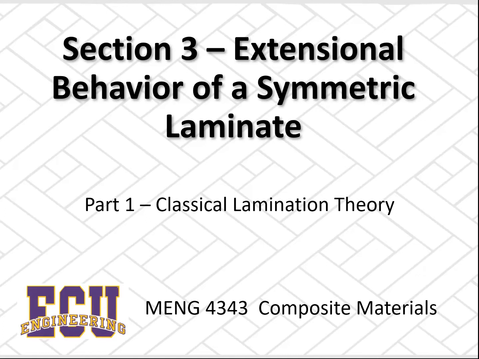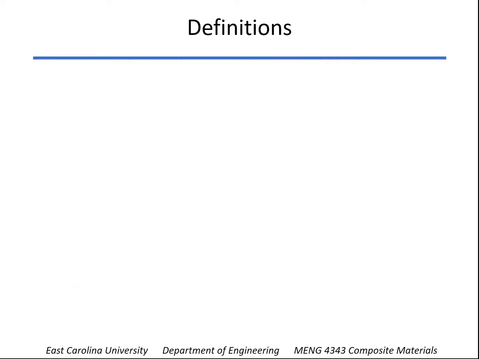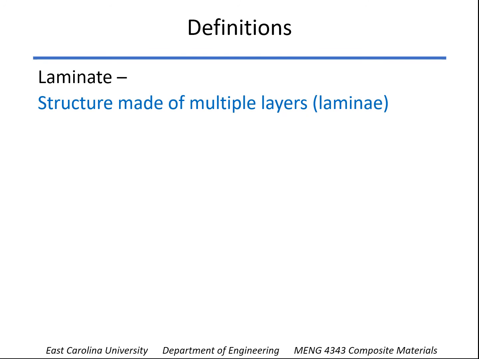In the last section, we looked at the stress-strain response and the mechanical properties of a single composite layer, but that's not all that useful. We really want to put those layers together into a useful structure, into a laminate. So let's start out by making a couple of definitions here. A laminate is simply a structure that's made up of multiple layers, or laminae.